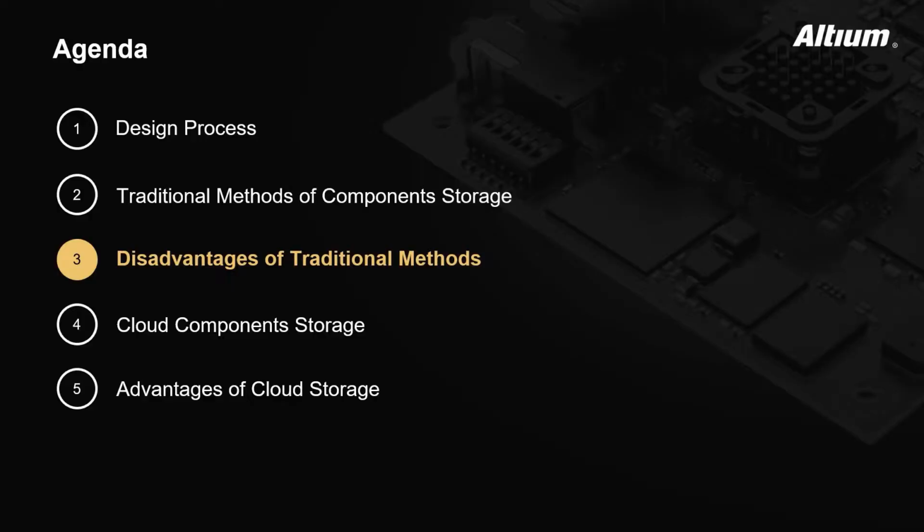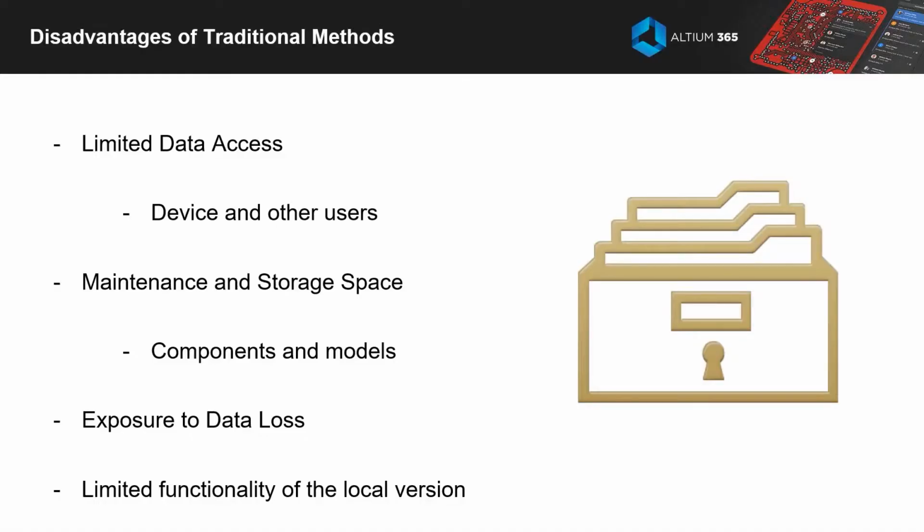Let's look at some of the disadvantages of these traditional methods. So local storage provides limited access as you are limited to the device on which the library is stored, right? When stored on a company network, user access is much wider, but it is still limited to the internal team members and requires a VPN for access while working remotely. In both cases, it's necessary to use additional programs and applications for discussion, project coordination, and sending files to manufacturing.